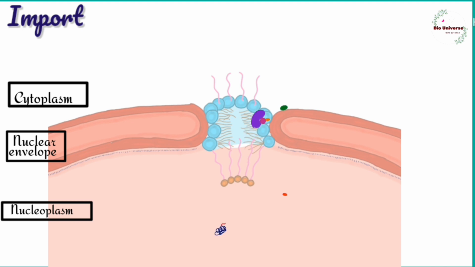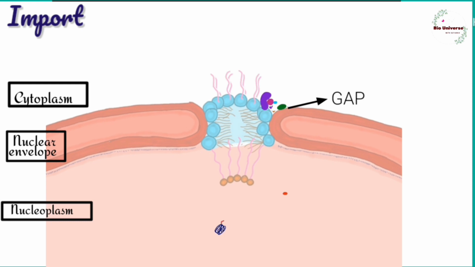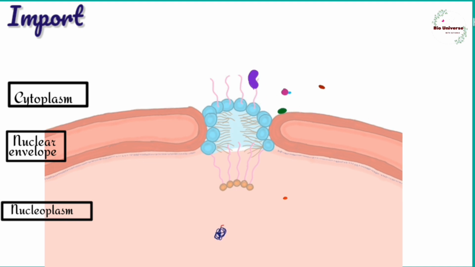The cytoplasmic side of the nuclear pore complex has Ran and GAP, which causes the GTP to be hydrolyzed to GDP. Importin dissociates from the Ran and GDP and is ready to attach to a different nuclear protein from the cytosol to carry it to the nucleus.